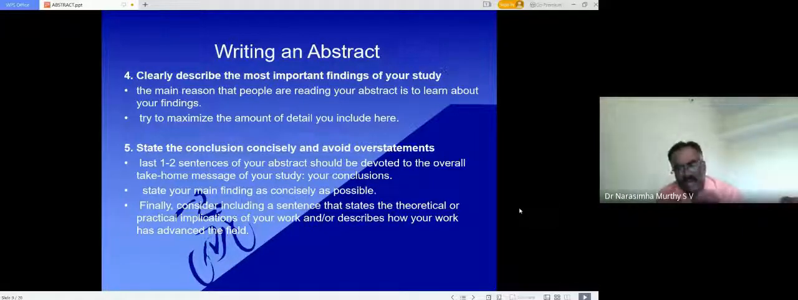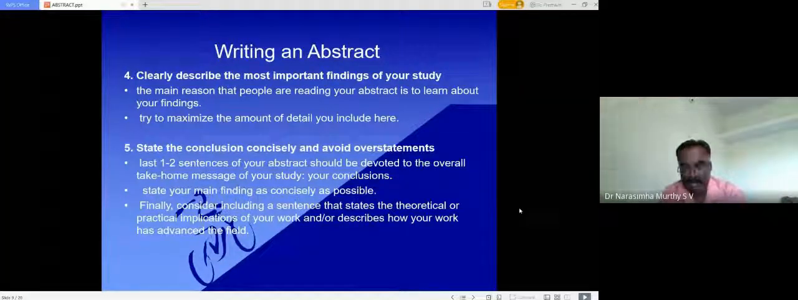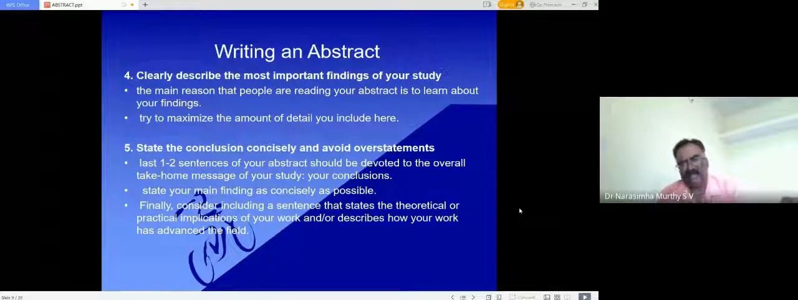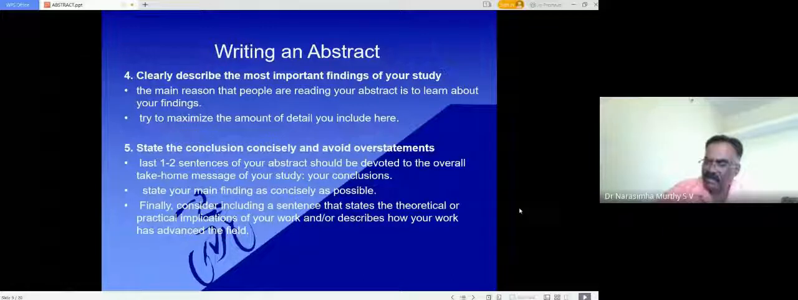Remember, the last sentence should state the theoretical or practical implications of your work. You should describe how your work has advanced the field. That means talk about your contribution. How does this paper add to the existing knowledge, giving a new dimension, adding to the present available research work? So remember always, what is your point there? What are you giving there? How are you making it stronger? And how do you add to the existing knowledge? In a conclusion, almost briefly, you should be able to talk about that.